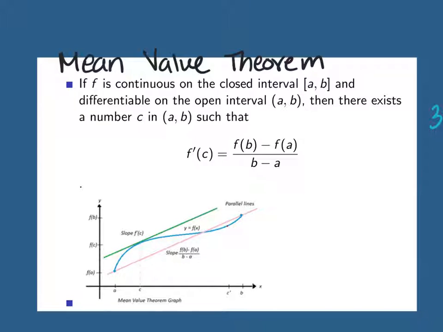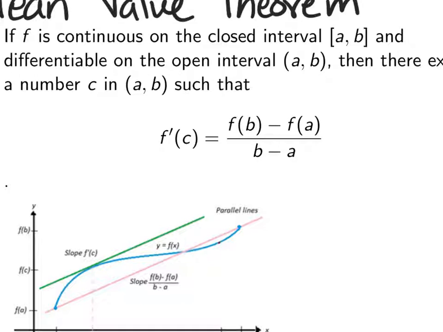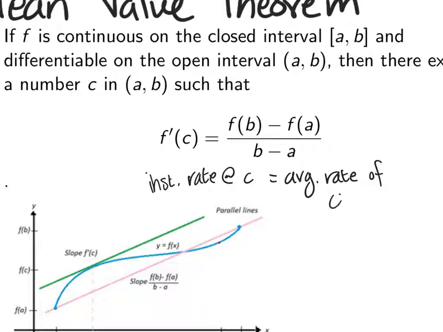Okay, so in the mean value theorem, it's very similar to Rolle's in that your function has to be continuous on the closed interval and differentiable on the open interval. But the difference here is that now we're going to set our instantaneous rate, f prime of c, equal to our average rate of change. So the instantaneous rate at c equals the average rate of change over the interval [a, b]. The other thing is to make sure, again, c is in between a and b.